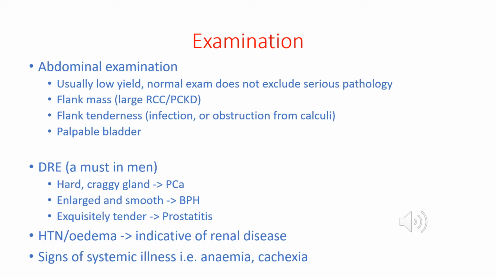A digital rectal exam is a must to try and clarify the nature of any underlying prostate pathology. You want to look for signs of renal disease like hypertension and edema. Signs of systemic illness such as anemia and cachexia are also important to note.